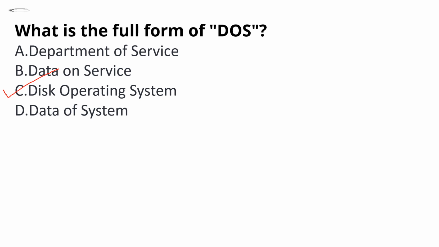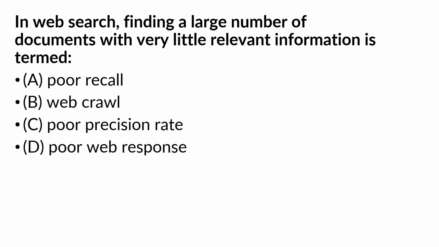In web search, finding a large number of documents with very little relevant information is termed what? So in this question, they gave you the four options and they ask: in a web search, finding a large number of documents with very little relevant information is termed as what? For which the first option is poor recall, second option is web crawl, third option is poor precision rate, and the last option is poor web response.